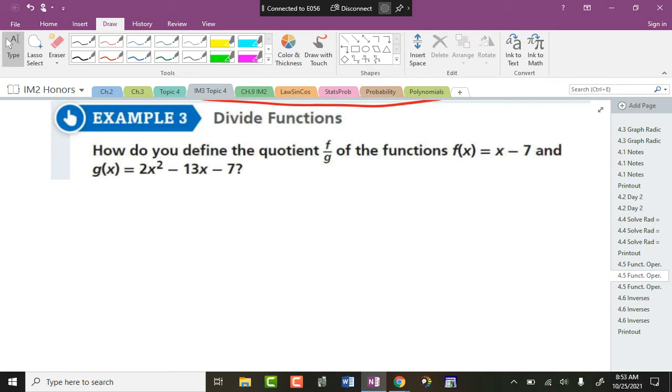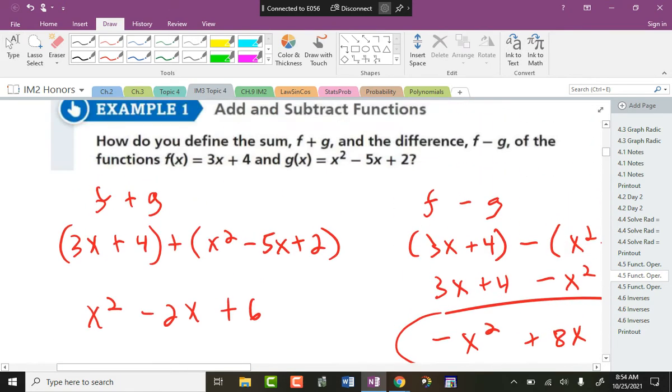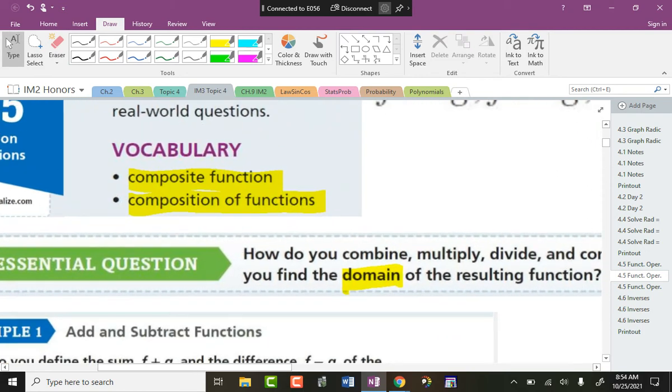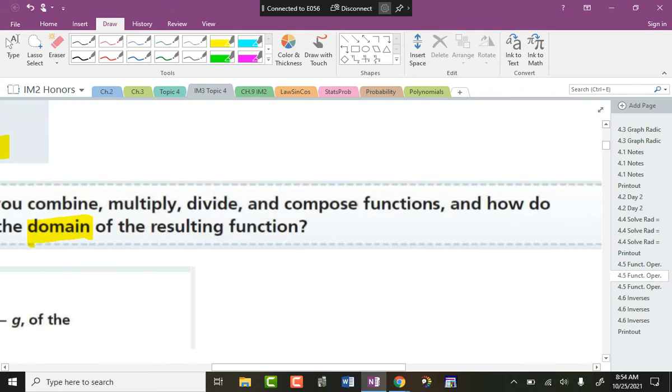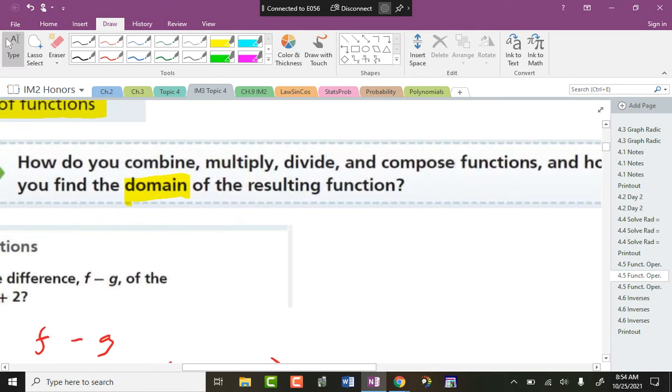Okay, so I have to go back to the microphone and admit my mistake. Okay, so you have this spot, but I'm going to pause you for a second on this one. Like my note thing is off there. And go back up here, and I forgot about this. How do you combine, multiply? Don't write this down. How do you find the domain of the resulting function?